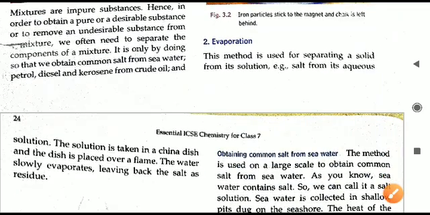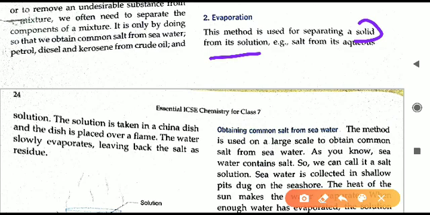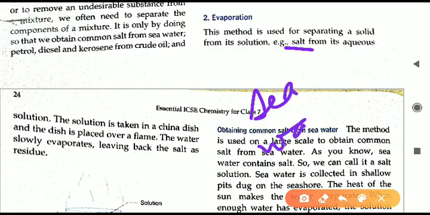The next method we will see now is evaporation. It is commonly used to separate a solid from a solution. From a liquid, a solid can be separated. Like salt is present in sea water, in the ocean water, and from this water salt can be separated. Water is a liquid, and salt is a solid. Salt can be taken out from the liquid sea water. That is, a solid can be separated from the solution form.